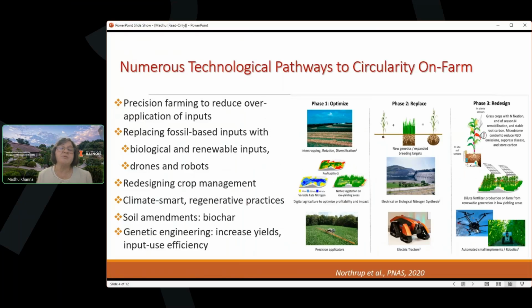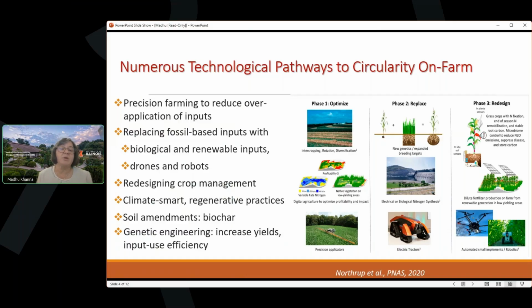So there are numerous technological pathways that exist for increasing circularity on the farm, and these include precision farming, which can reduce the over-application of inputs. Currently, there is a significant over-application of inputs like nitrogen and phosphorus in agriculture, with low efficiency with which these inputs are used, that may range from about 30 to 70%, which means that a significant part of those inputs are actually being wasted into the environment and are contaminating environmental quality.